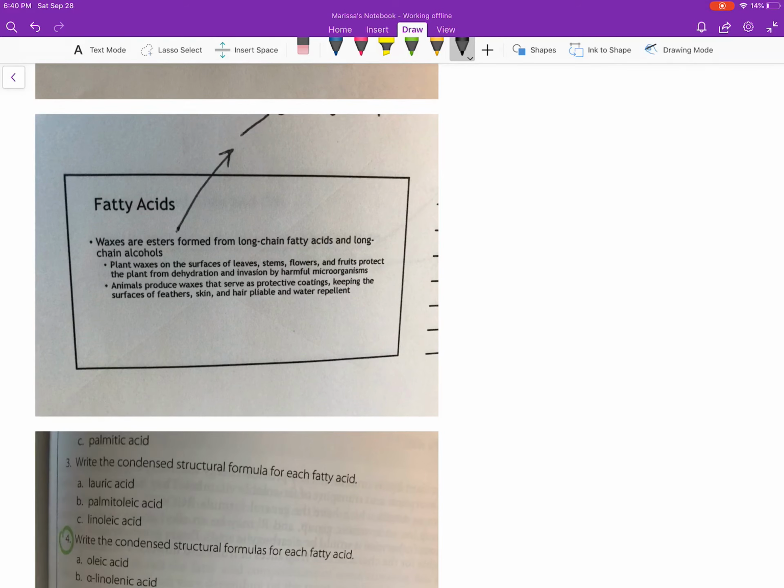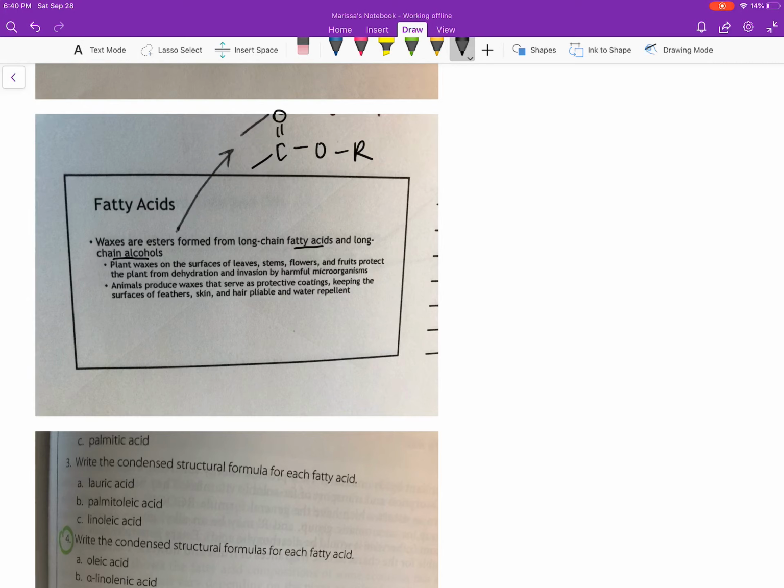So waxes are esters. If we think about the functional group for an ester, it would look something like this. They are formed from long-chain fatty acids and long-chain alcohol groups. Long-chain fatty acids, which we just talked about, and long-chain alcohol groups.